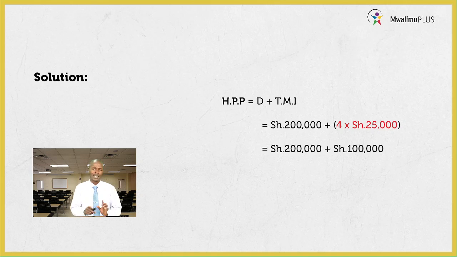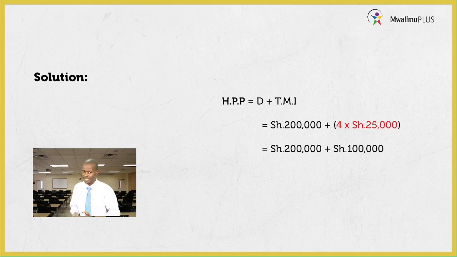That is 4 times 25,000 shillings. Very quickly, if you look at the 4 months multiplied by 25,000 shillings, that gives you a quick calculation of 4 times 25. And what is that? That's about 100.